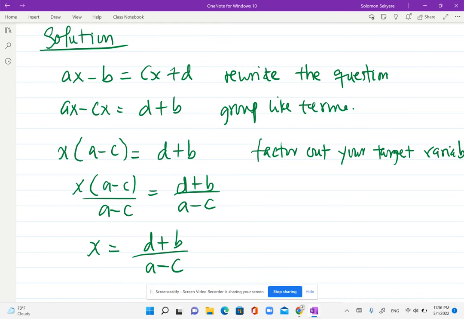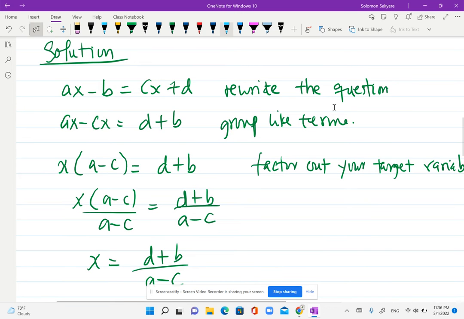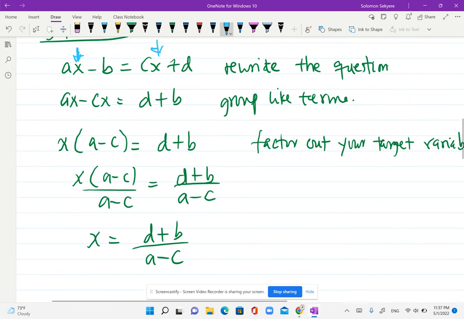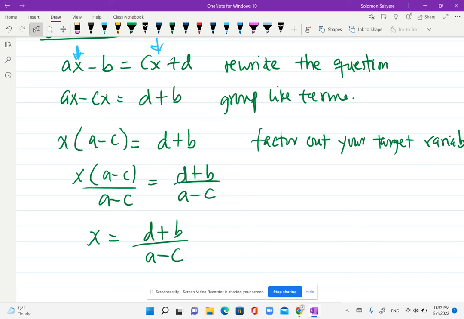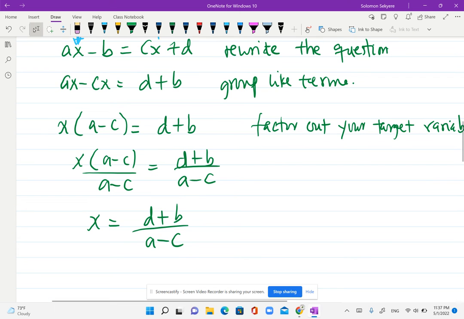So you just mark your target variable. That's your x. You have one on the left, one on the right. So I regroup it by subtracting the cx from both sides. So it's ax minus cx, okay? And I have to move the b to this side, so b plus d. So that's what I get.